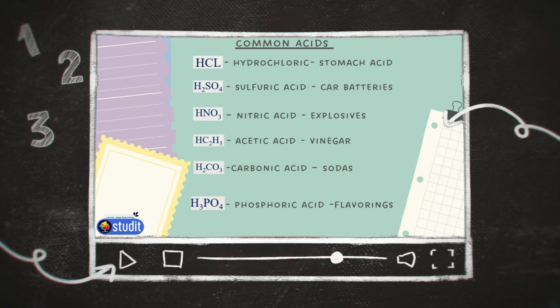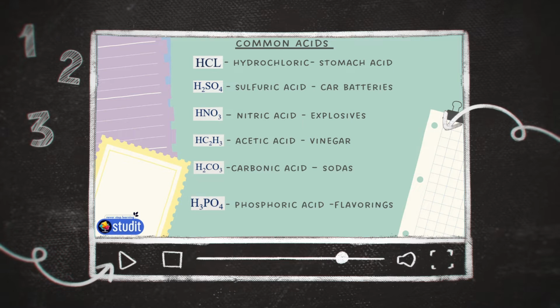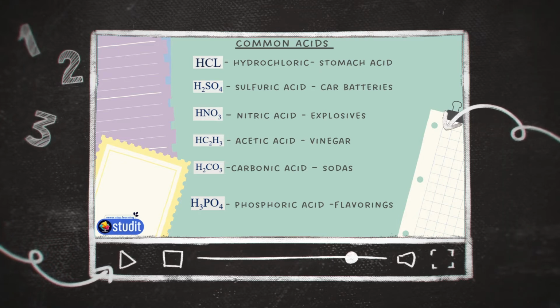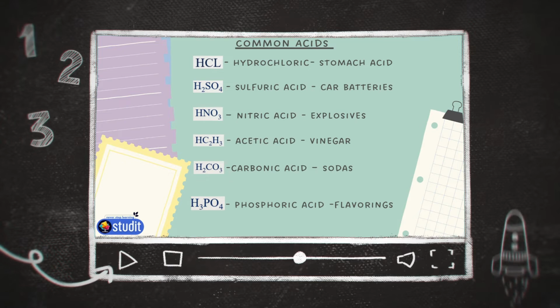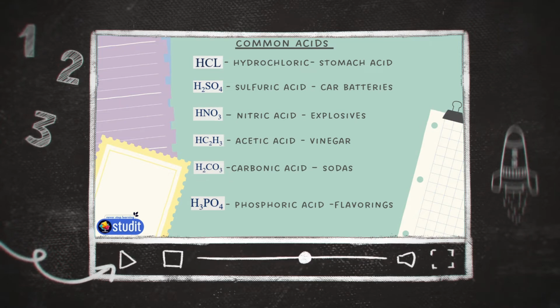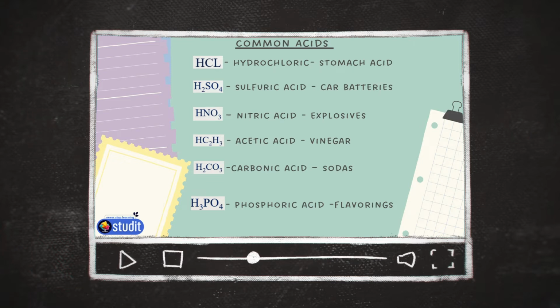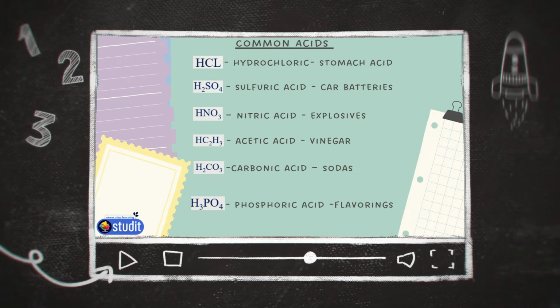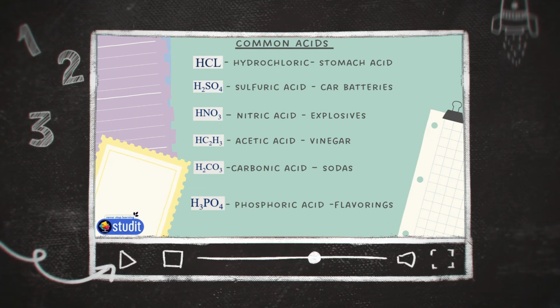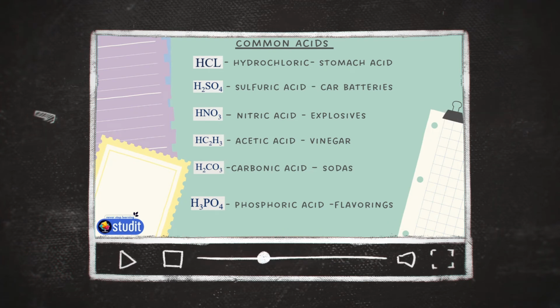What is the work of sulfuric acid? It is used in car batteries and inverter batteries. Next is HNO3, nitric acid. We use nitric acid in explosives. Then HC2H3O2, that is acetic acid. We use vinegar to make our food tasty, so in vinegar we have acetic acid. H2CO3, carbonic acid. The drinks like Thums Up, Pepsi, the sodas, have carbonic acid. Then H3PO4, phosphoric acid. We use phosphoric acid for flavoring our food.